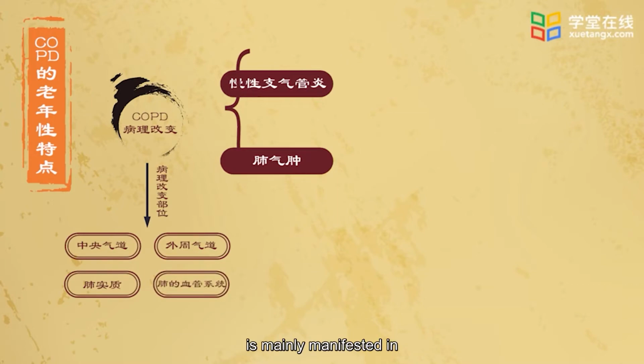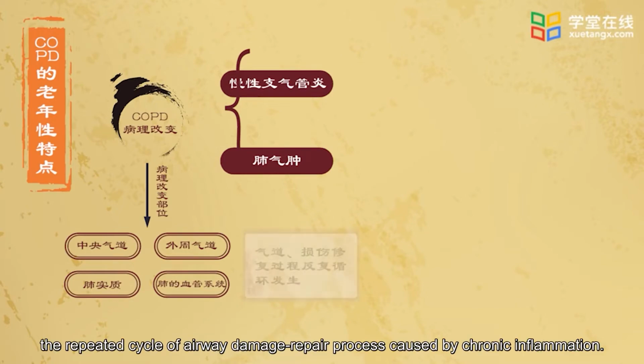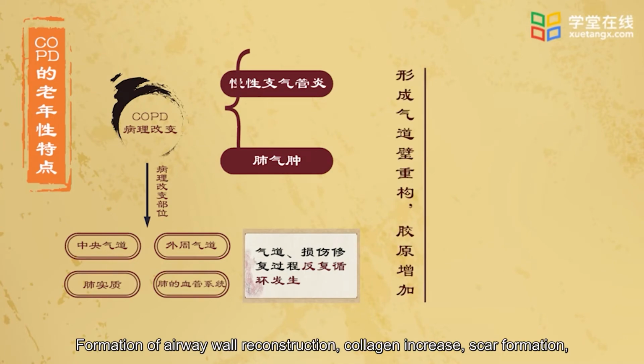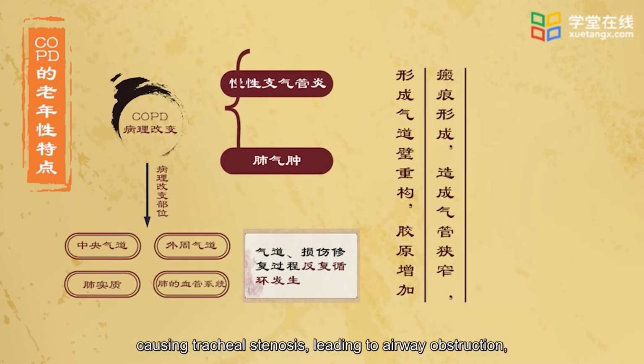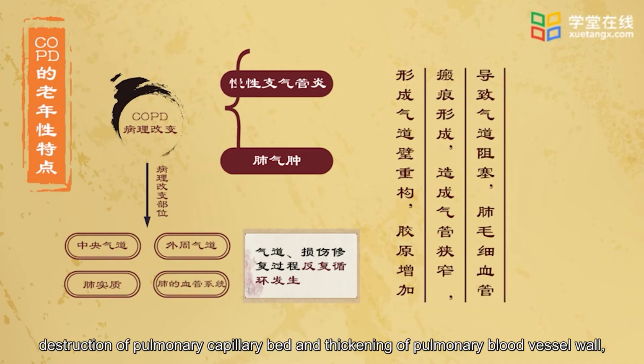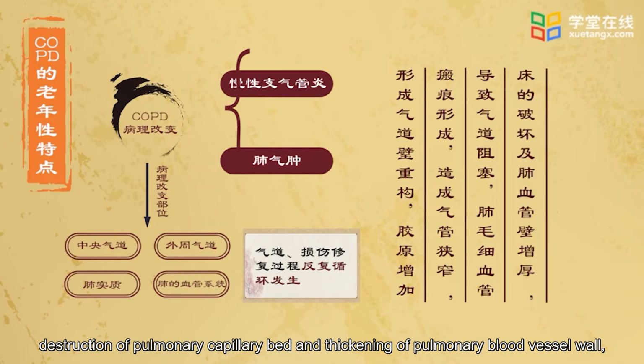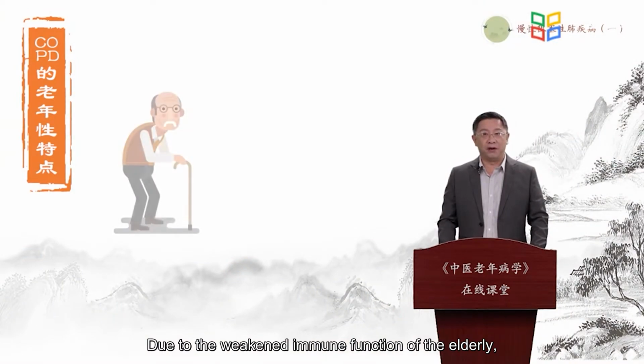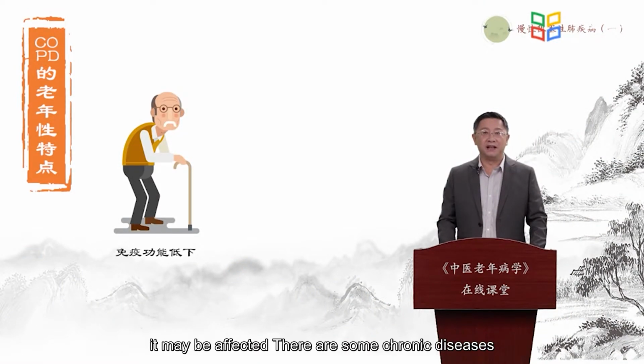It is mainly manifested in the repeated cycle of airway damage and repair caused by chronic inflammation, formation of airway wall remodeling, collagen increase, and scar formation, causing tracheal stenosis, leading to airway obstruction, destruction of the pulmonary capillary bed, and thickening of the pulmonary blood vessel wall, causing pulmonary hypertension.